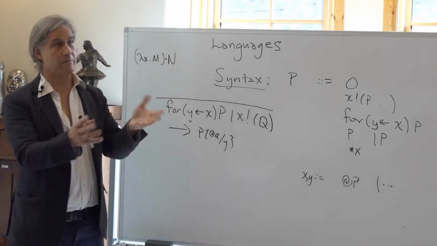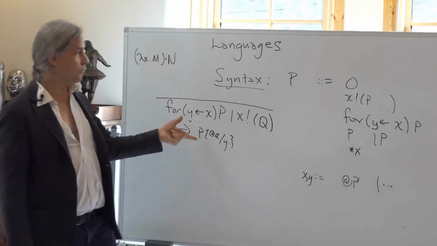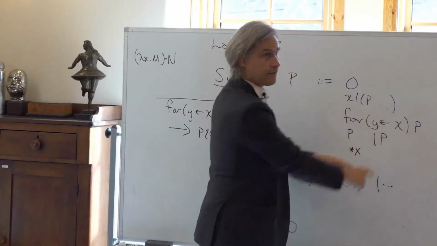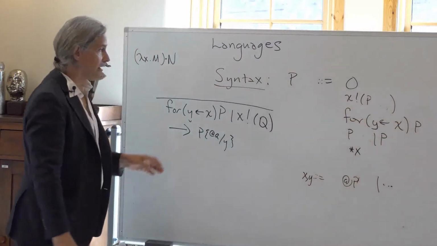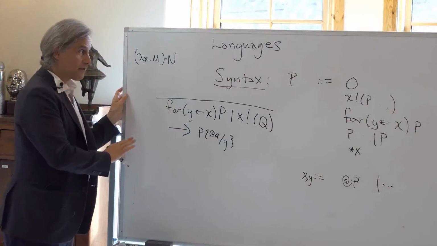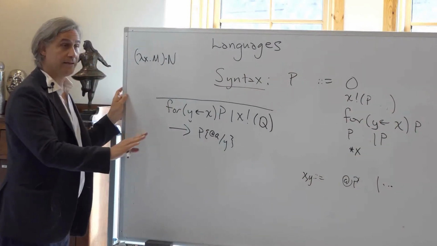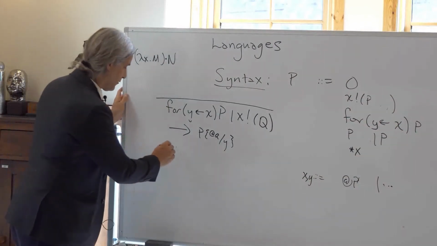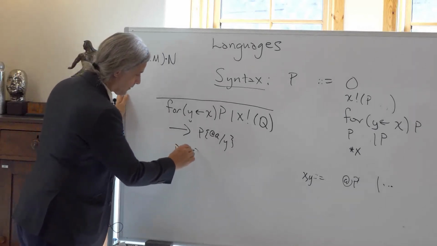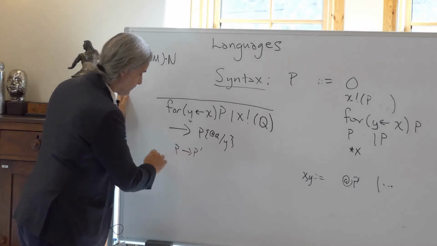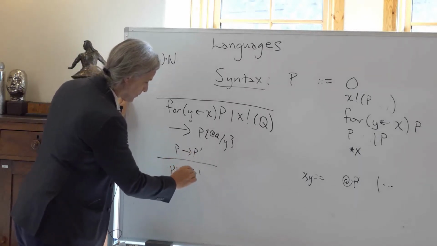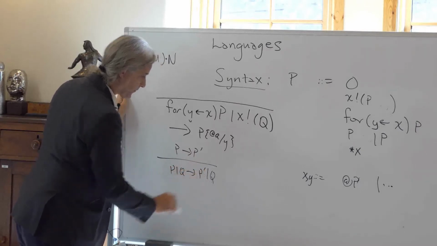Exactly. And that's what I mean by wiggling. Can I apply the COM rule in some nested context? And we give explicit answers. We say there's exactly one place where this can happen. So if P reduces to P prime, then we get that P par Q reduces to P prime par Q.